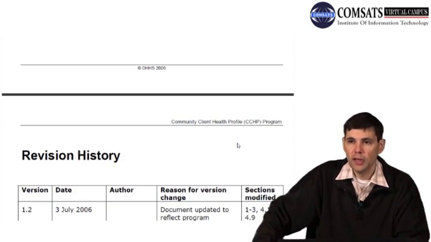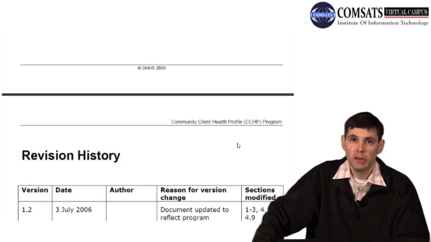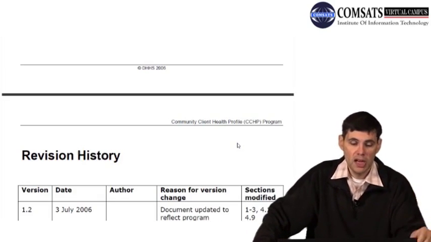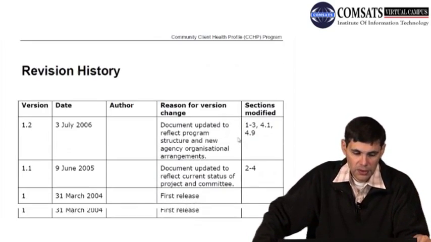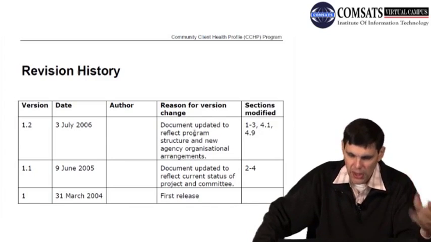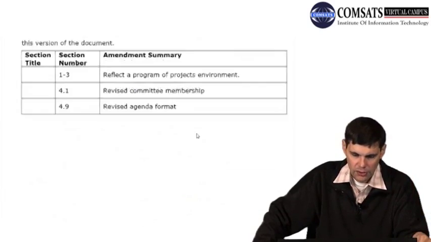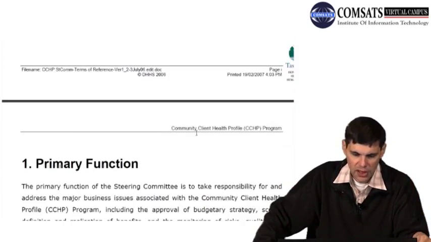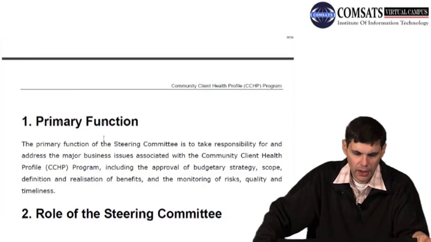You might have created a document, and some months or maybe even a year or two down the line it might be totally unrecognizable. It might have been updated so much. You can see here the version history. Yes, it starts from 1.1, 1.2, and it also gives the reason why the version has been changed, why it has been updated. So let us now browse down a little bit.